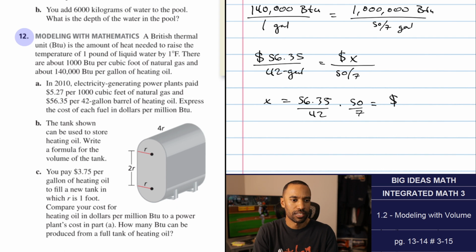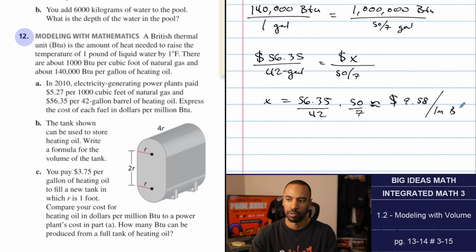So 56.35 times 50 divided by 42 times 7. Let's see. 42 times 50. Guess some rounding's going to be had. This is $9.58 rounded. 9.58 per 1 million BTU is my answer to that.